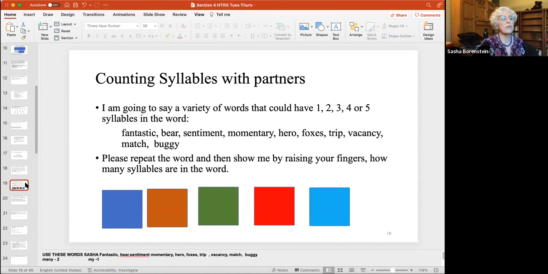So the first word is fantastic. How many syllables in the word fantastic? I agree, 3. How many syllables in the word bear? Yep. How many syllables in the word sentiment? I agree. Leah, are you with me? Yep. Okay. How many syllables with the word momentary?